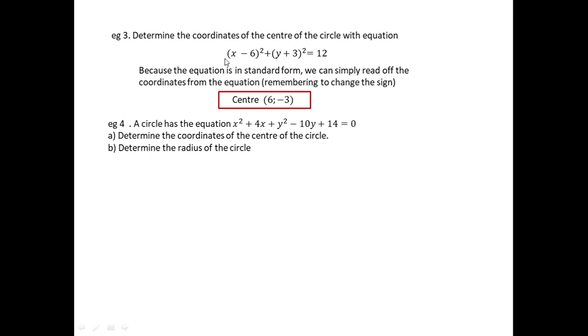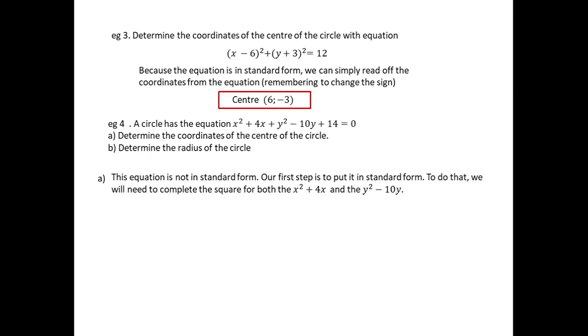The standard form looks like this: bracket squared plus bracket squared equals a number. Here we don't even have any brackets. So what we're going to have to do, first of all, is to complete the square for both the x part and the y part. If you don't remember completing the square, you're going to have to go back to grade 11 algebra.